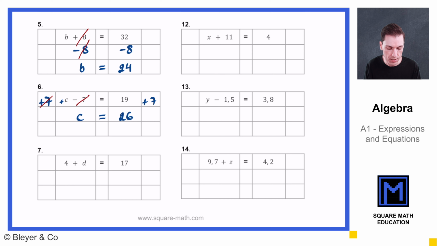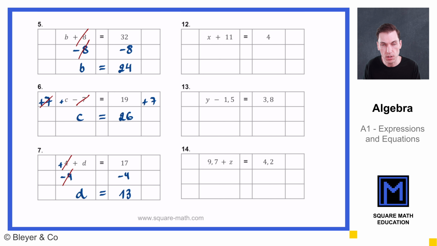Next, equation number 7. 4 added to D is equal to 17. Adding 4 means the inverse operation is minus 4. Let's minus 4 on both sides of my equation. Adding 4 and subtracting 4 cancel out. We have D on one side of my equation, and 17 minus 4 makes 13.